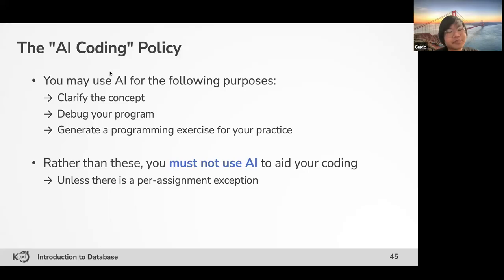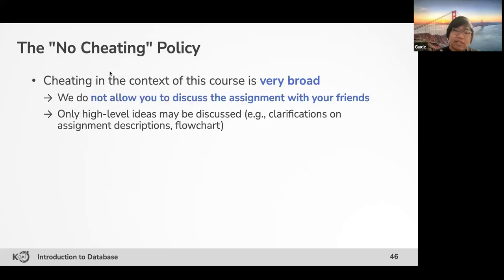Also, you will get a sense of how to improve a program, and a sense of where to find the bug. By using AI, you're not going to learn that, right? Unless there is an exception that we give you, okay? This is important. No cheating.